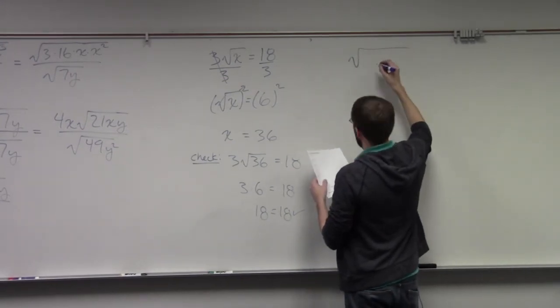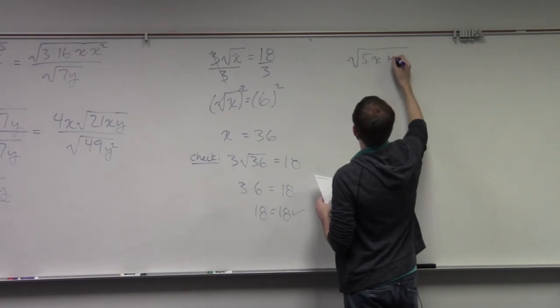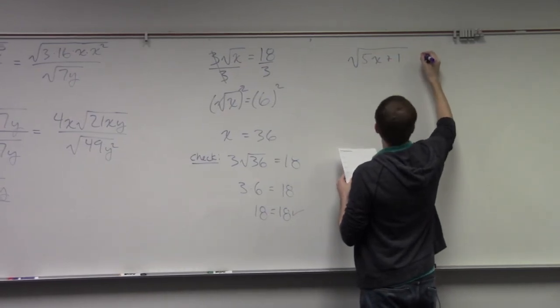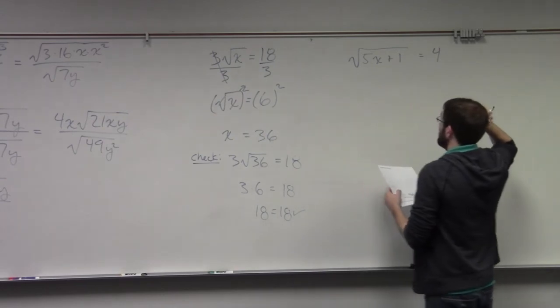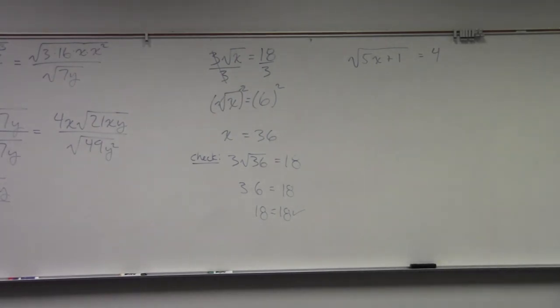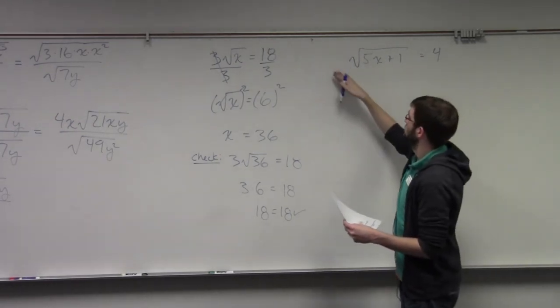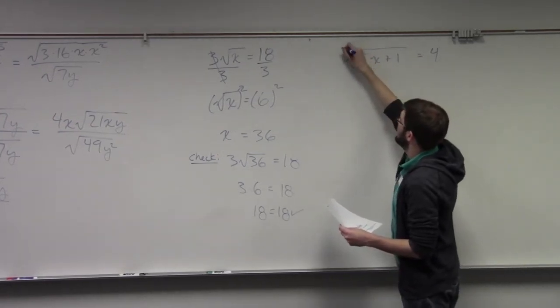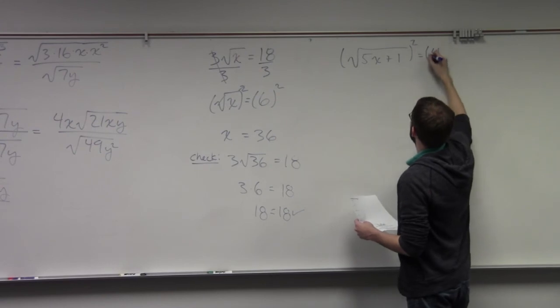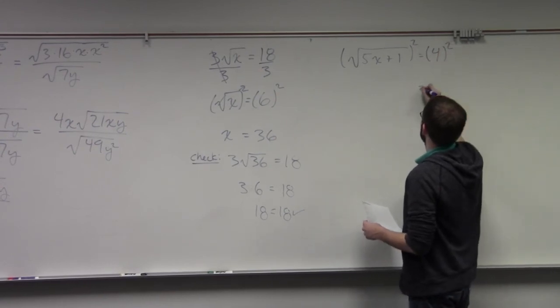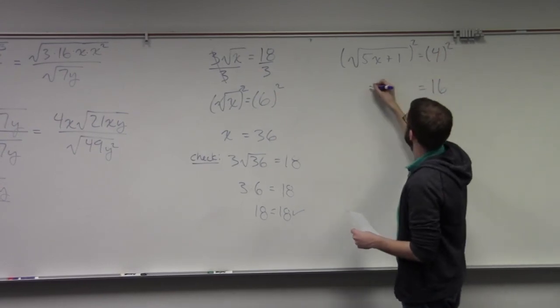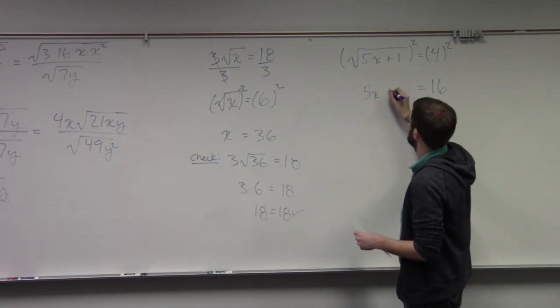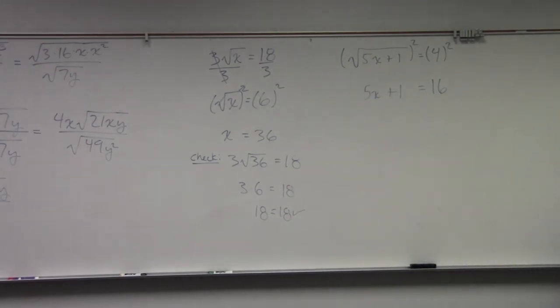All right. So the square root of 5x plus 1 equals 4. Is the square root isolated? It is. I don't see a number added or multiplied to this guy. So I can go ahead and simply square both sides. The square and the square root cancel. I'm left with 5x plus 1 equals 16.